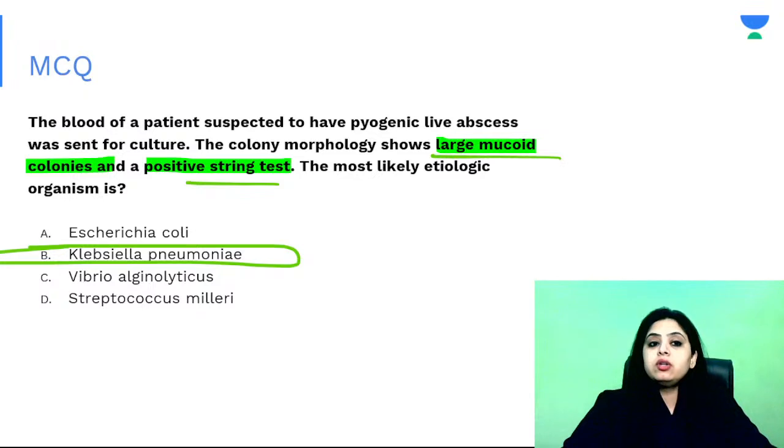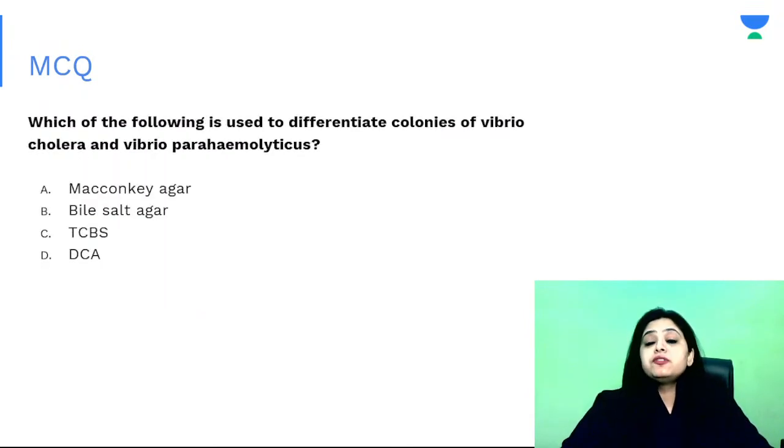Is all this clear? All these 2-3 questions of how things can be twisted and turned around are clear to everyone. So now tell me, on the same basis, another question. Which of the following, first I'm doing all the fermentations, okay? Which of the following is used to differentiate colonies of Vibrio cholera and Vibrio parahemolyticus?